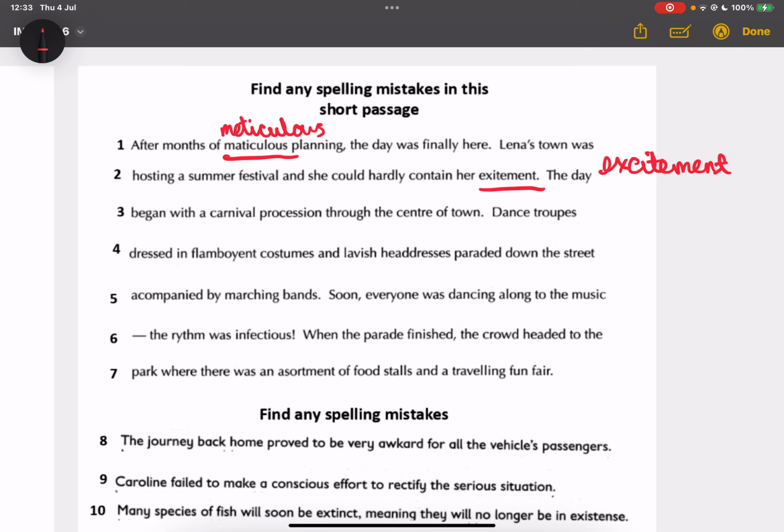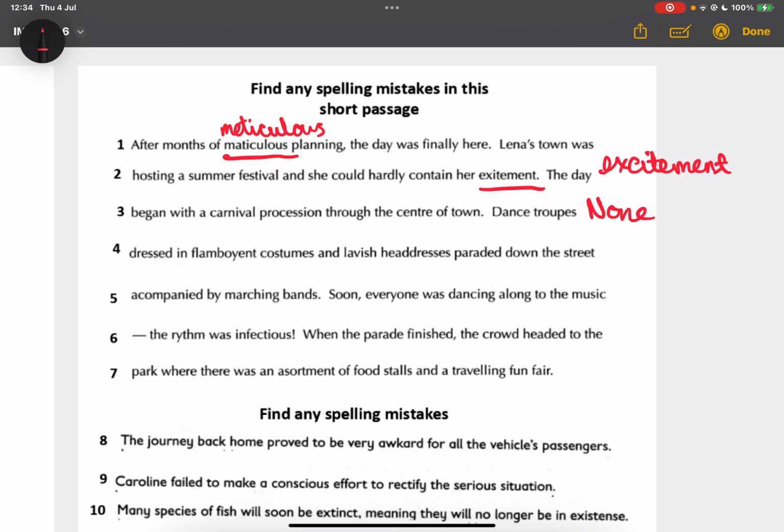3. Began the carnival procession through the centre of town. Dance troops. Troops should be spelled... No, troop is spelled correctly. Procession is correct. Through the centre of town. Day began with a carnival procession through the centre of town. Dance. Okay, so this one is no mistake.